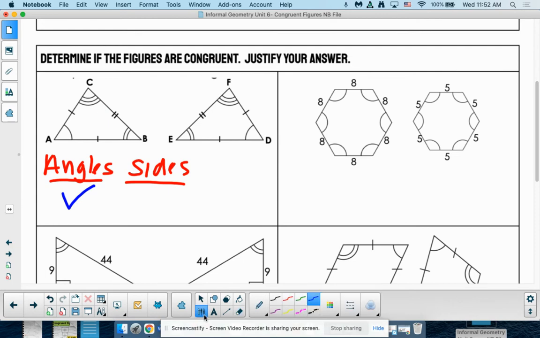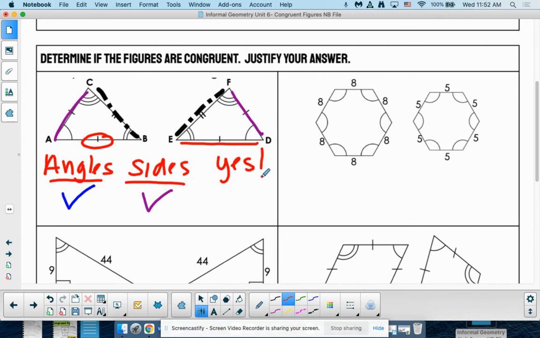All right, now we're going to check our sides. AB matches ED. AC matches FD. And CB matches EF. So all of our sides have a buddy. So if both of those things are true, we can say, yes, they're congruent because of congruent sides and angles.